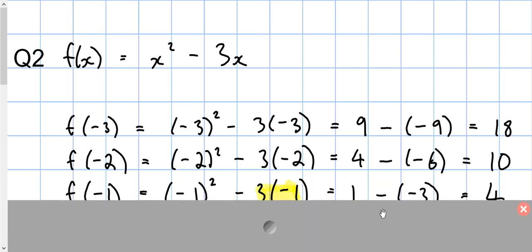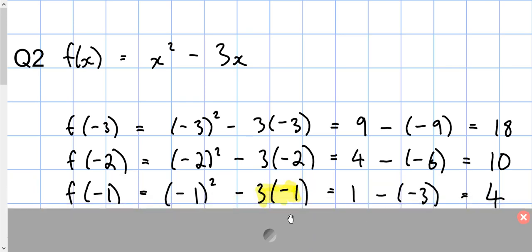And the last negative one is a negative 1. So negative 1 squared, positive 1. Then do this bit, that comes to minus 3. So you're doing 1 take away minus 3, which is 1 plus 3, which gives you the 4.